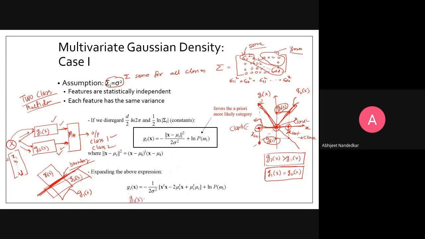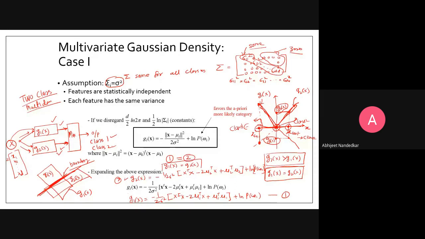this will be G1(x) is minus 1 by twice sigma square, x transpose x minus 2 mu1 transpose x plus mu1 transpose mu1, plus log of probability of omega 1. You can note down this is equation number 1. Then you can have G2(x) again, minus 1 by 2 sigma square into x transpose x minus 2 mu2 transpose x plus mu2 transpose mu2, plus log of probability of omega 2. Okay, so these are two equations.